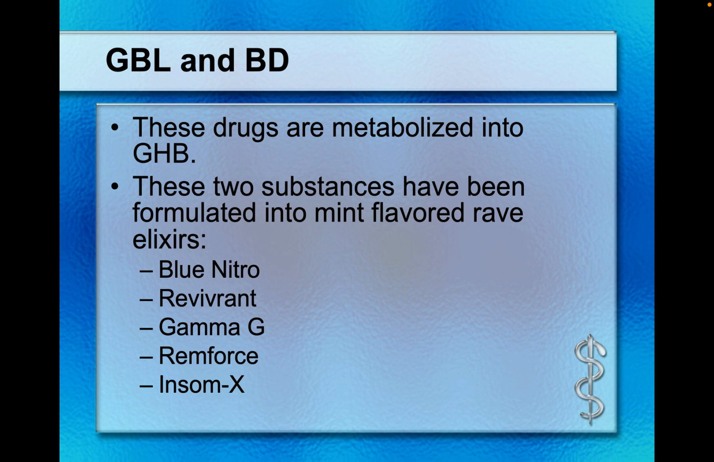GBL and BD are drugs that are metabolized into GHB. These 2 substances have been formulated in mint-flavored rave elixirs: Blue Nitro, Revivarant, Gamma G, Renewtrient, and Insom X. This is something that we don't see in the United States. Raves aren't very common in the United States, so be careful if you go to Europe and somebody invites you to a rave and offers you any of these. There is a possibility that they are trying to make you less aware of your surroundings, and you might suffer from date rape.